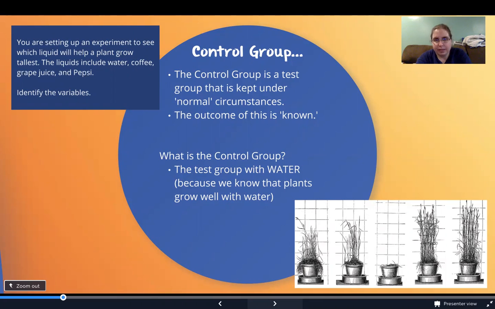So in this experiment, the control group would be water, because we know what will happen if we add water to plants. We know plants grow when you water them. Look outside when it rains. That's how plants get their water. So we know that water should help a plant grow. Now, this is going to give us a good comparison group. We know plants should grow with water, so now we can test all of the other experimental groups, the plants given Pepsi or tea or coffee or grape juice. We can test to see how they grow in comparison with water. Do they grow better than water? Do they grow worse than water?